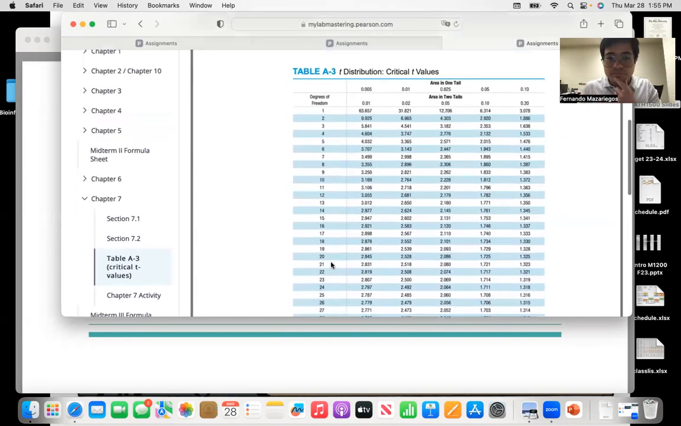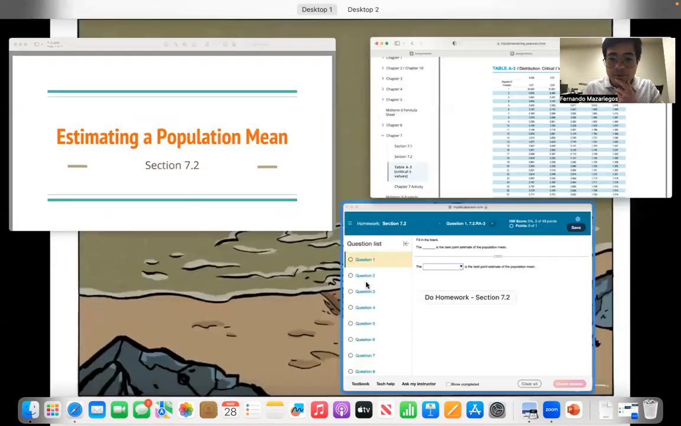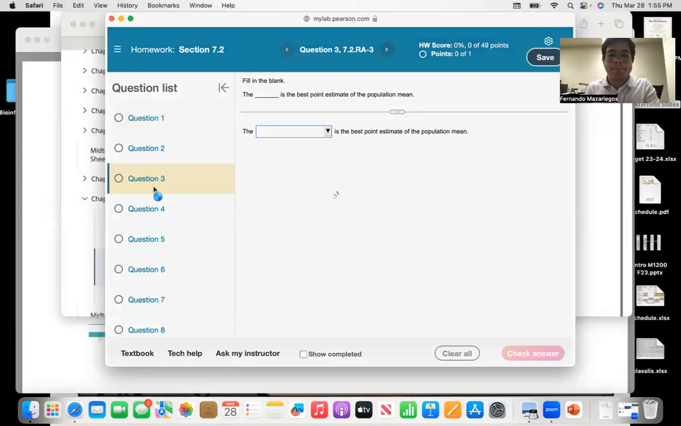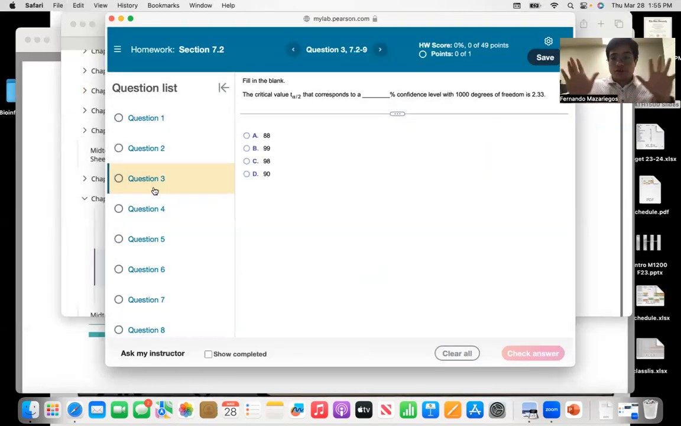Okay. So let's start with question 3. And this is just finding a critical value, but now in table A3. So the critical value T of alpha over 2, that corresponds to a blank % confidence level with 1,000 degrees of freedom is 2.33.